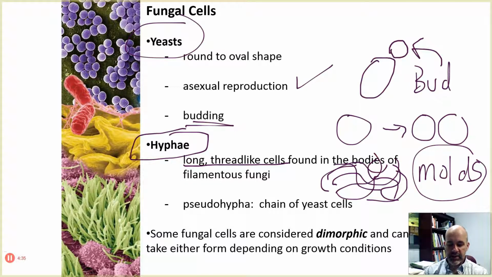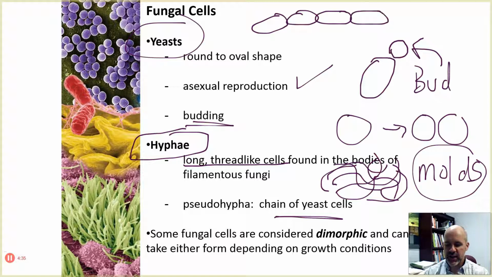Now yeast can sometimes form something called pseudohypha. Hypha is singular for like one thread. Hyphae refers to a mass of threads. So yeasts, when they're budding, can wind up forming chains, and they can kind of fool you when you're looking at them under the microscope because they can take on an appearance that's really similar to the hyphae of mold-type fungi.